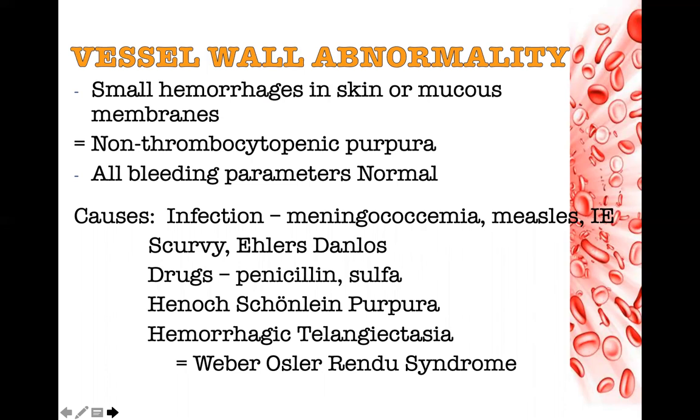It may also be caused by deficiency in vitamin C, like what we see in scurvy. You may also see this in some of the connective tissue disorders such as your Ehlers-Danlos syndrome, drugs such as penicillin and sulfa antibiotics, Henoch-Schönlein purpura, and a hereditary hemorrhagic telangiectasia syndrome, also known as Weber-Osler-Rendu syndrome.